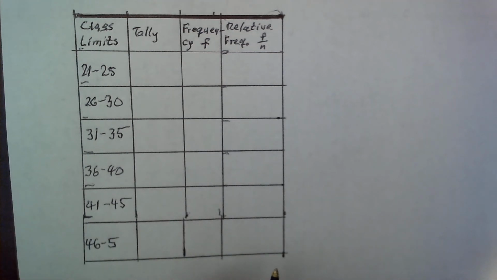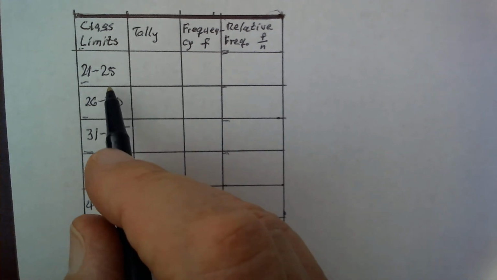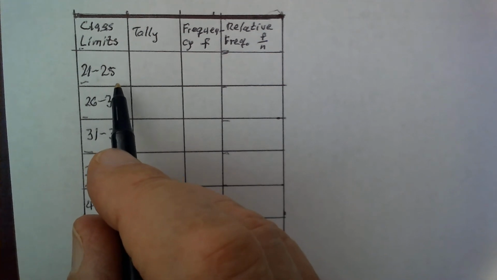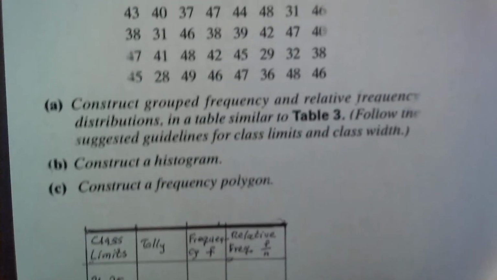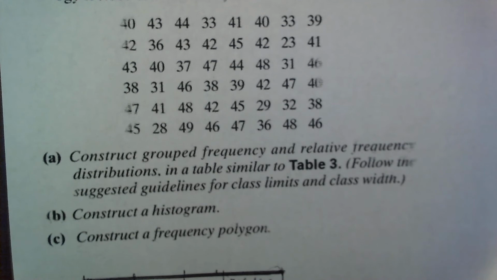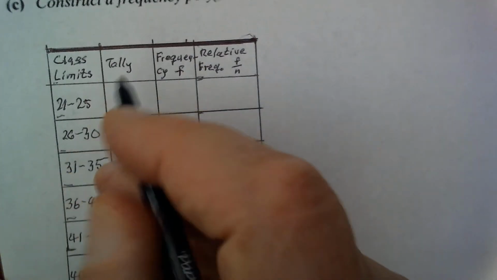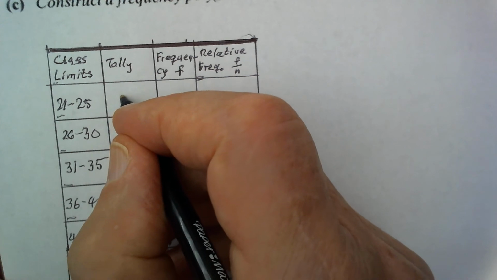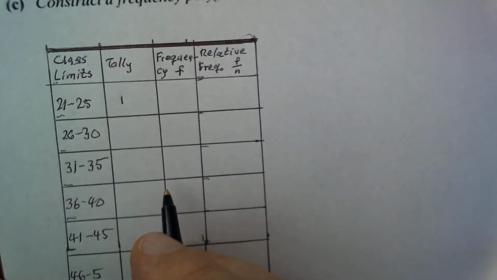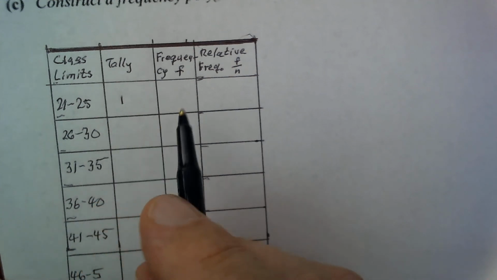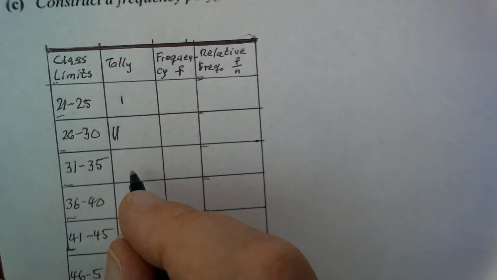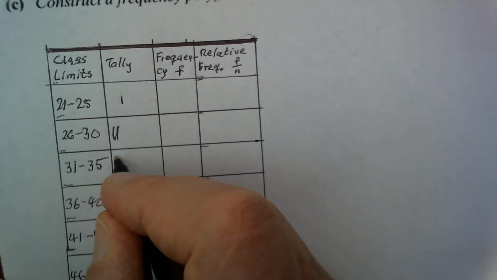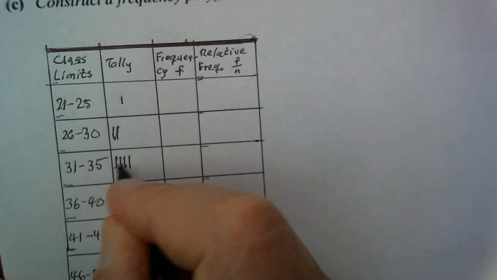So the next thing we do is we go through the raw data and count how many are in the interval from 21 to 25. And by looking at the data, you really have to go through the data here, and I did that for you. So there's one of them in the class size of 21 to 25. Then the next one, 26 to 30, there happen to be 2. And then from 31 to 35, there are 5. 1, 2, 3, 4, 5.